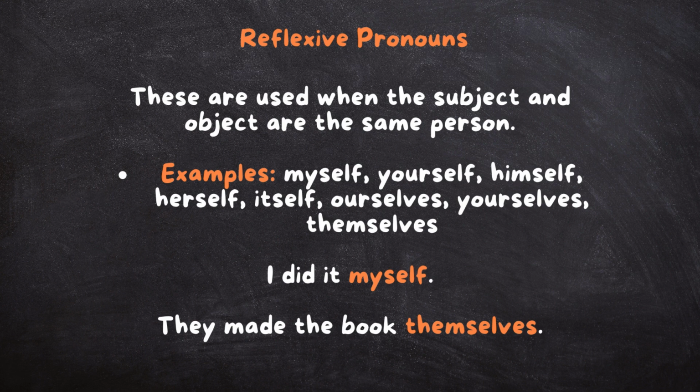Now, in the second sentence, they made the book themselves. We are talking about them, and we are talking about what they did to themselves. So as such, we need to use a reflexive pronoun.